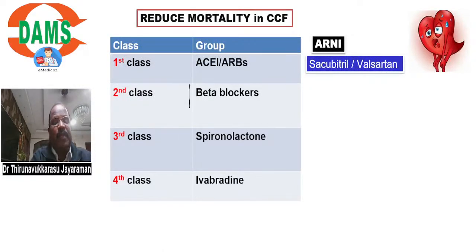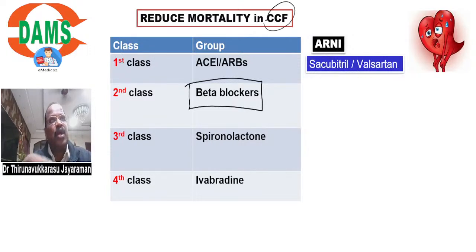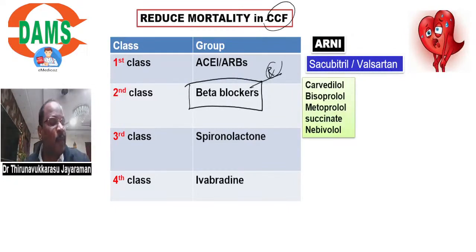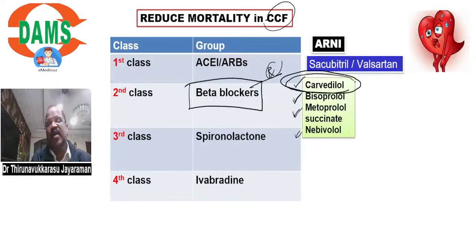I have told that beta blockers are useful as a drug for heart failure, going to improve the lifespan. Now the question: which beta blockers are approved to improve the lifespan in patients with heart failure, or approved for treatment of CCF? The most important beta blockers approved for CCF: number one, carvedilol, then bisoprolol, then metoprolol, and then nebivolol. These are the four most important beta blockers approved for CCF. In this, the most important drug is carvedilol.